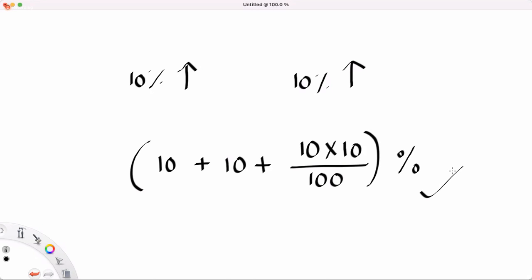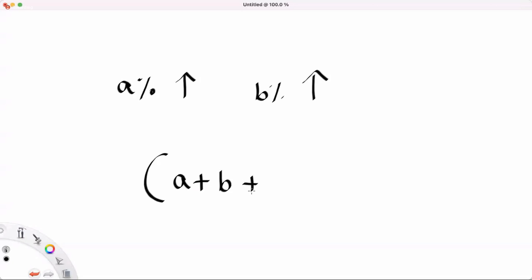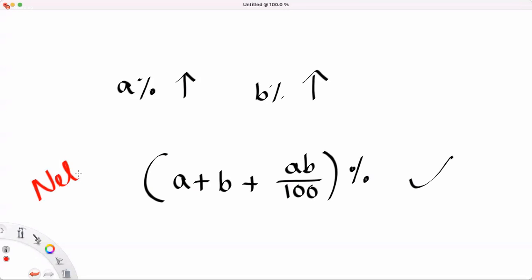Whenever you have increments like this, A percent increase and B percent increase in a successive pattern, then the overall increase will be given as A plus B plus AB by 100 percent. This is the formula we can use in finding the net percentage increase.